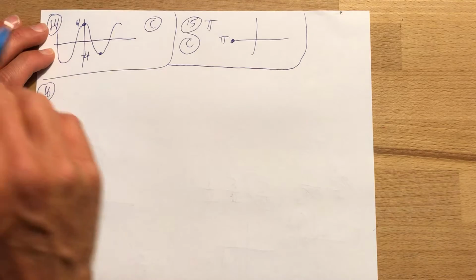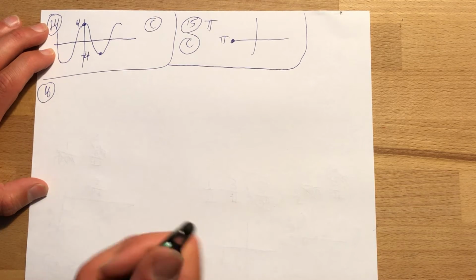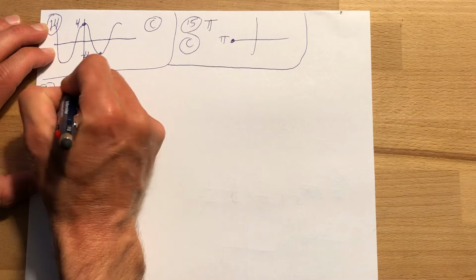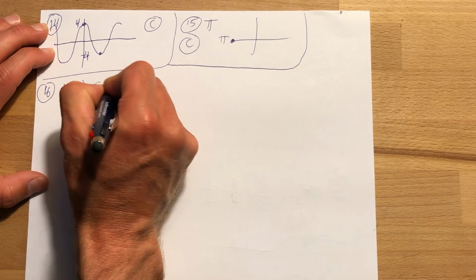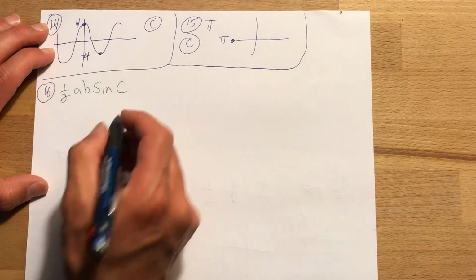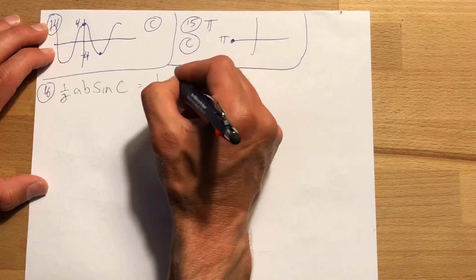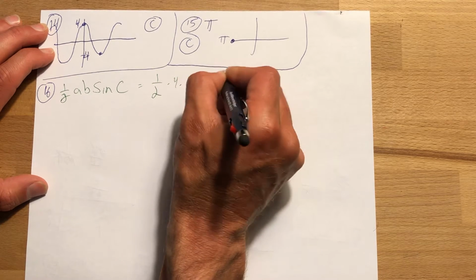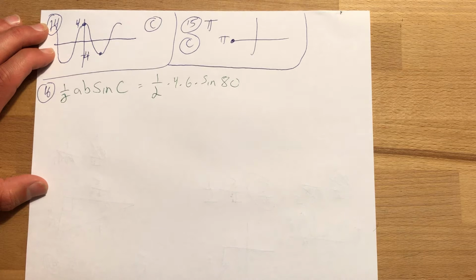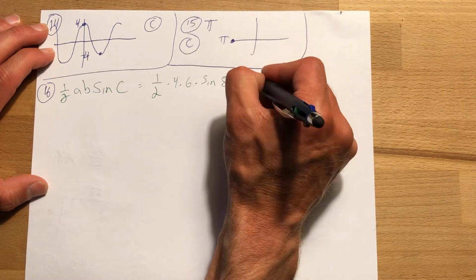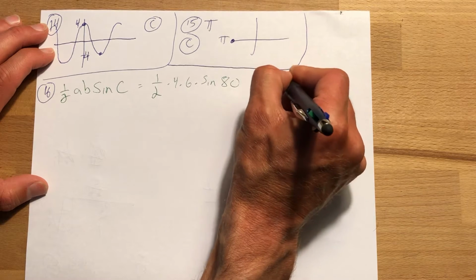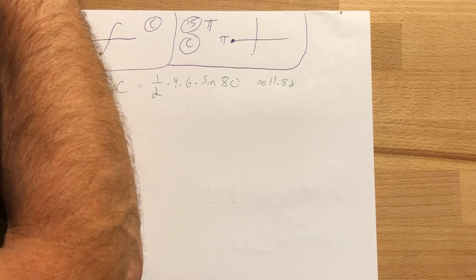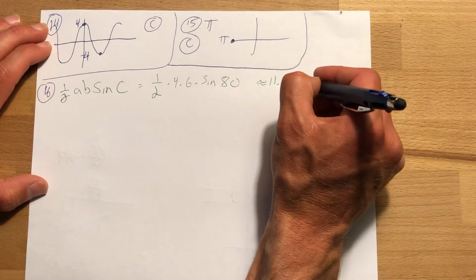Number 16. The area of a triangle is 1/2 AB sine of angle C. So it's 1/2 times 4 times 6 times sine of 80. So we're going to go 1/2 of 4 times 6 times sine of 80 is going to give me approximately 11.82, which for number 16 is A.